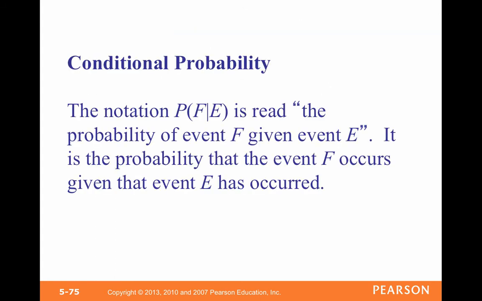So conditional probability, what do we mean by that? Well, we see this notation here. It says P, the probability of F, and then a vertical bar E. What that says is the probability of the event F, given the event E has already occurred. This is when we talk about dependent events. If the occurrence of a previous event changes the probability of F, then we want to know what this conditional probability of F is now, given that E has already happened.